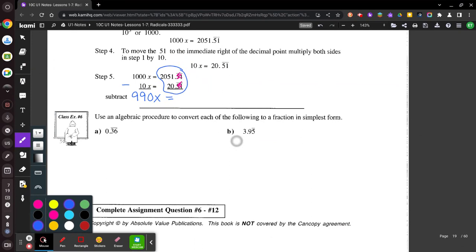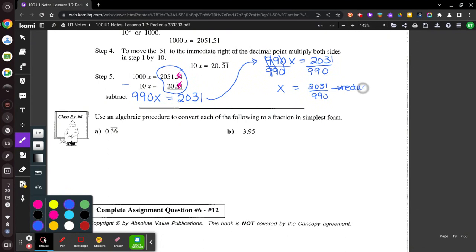So when I actually subtract them now, I'm going to get 2031. So now I get 990x equals 2031. Now I'm just solving for x. So I'm going to divide by 990 on both sides. And we get x to be equal to 2031 over 990. And then we reduce it.